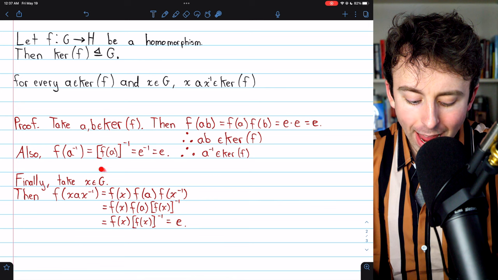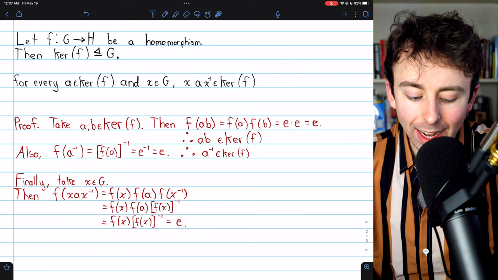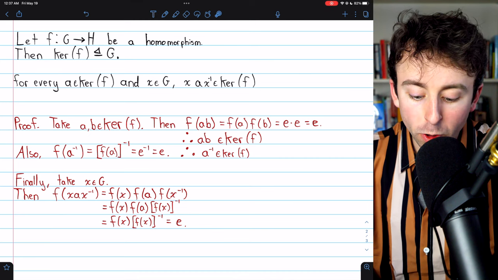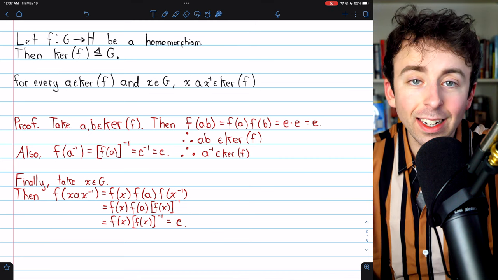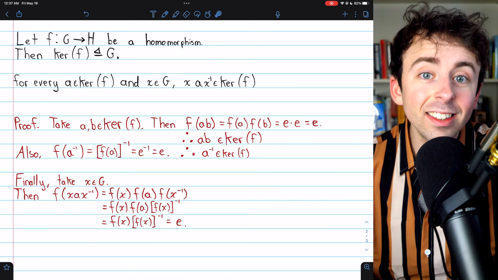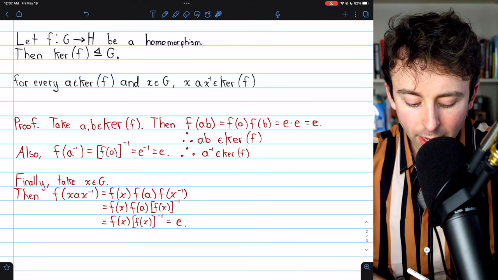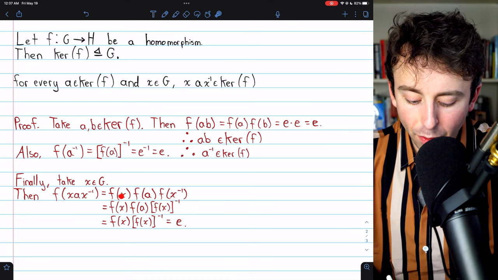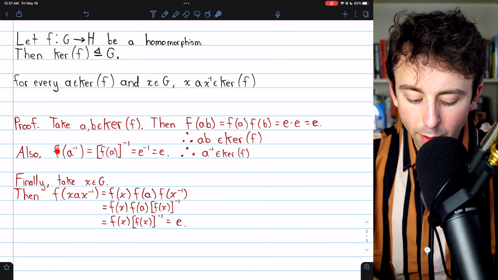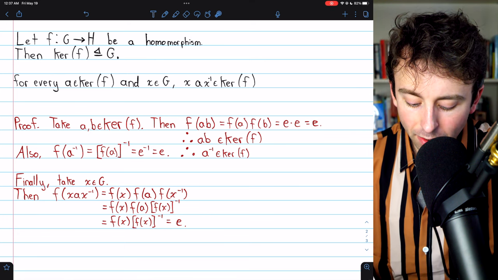We're going to take an arbitrary element X from G, and we need to show that X A X inverse is in the kernel. Remember, A is still just an arbitrary element from the kernel, and in order to show that X A X inverse is in the kernel, we'll need to show that F of X A X inverse is the identity of H. So we consider F of X A X inverse. Since this is a homomorphism, this is equal to F of X times F of A times F of X inverse. By this same inverse property we used before, this is equal to F of X times F of A times the inverse of F of X.